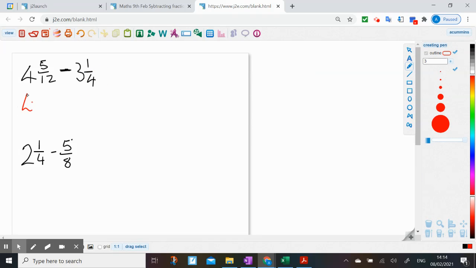So let's keep the 4 and 5/12 the same. Subtract 3 and how many 12ths? Well, to make 4 into 12, we had to multiply by 3. So we have to multiply this 1 by 3 as well. And 1 times 3 is, of course, 3. So now we've got 4 and 5/12 take away 3 and 3/12. This is a lot more straightforward. I'm hoping it will sort of cry out the answer more likely to you.